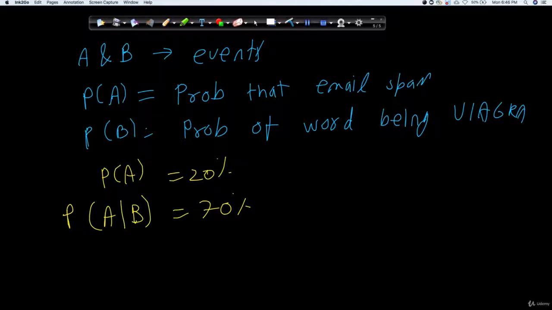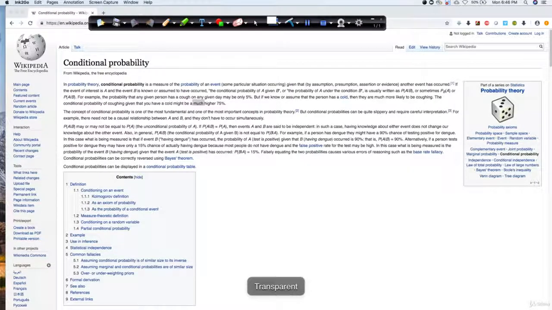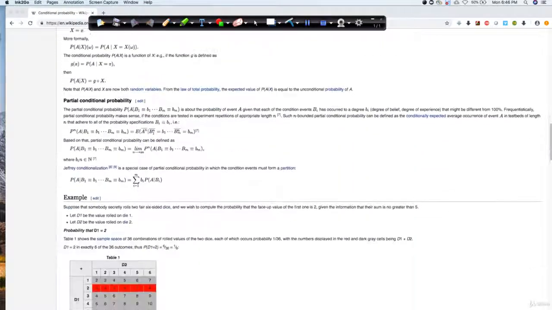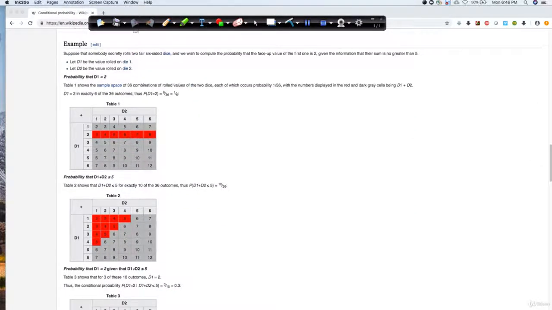Let's take one more example. Maybe let's take an example from the Wikipedia page itself. For that, I'm going to go to the conditional probability page of Wikipedia. This is where I'm going to take one example and see how this works. There are very interesting examples on it, but let's take an example of dice. I hope everybody knows what a dice is, right? A dice is what you play with in Ludo. It has 6 sides.